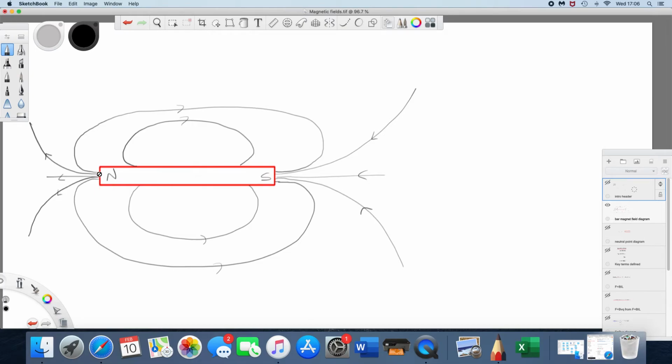The field around a bar magnet would look very much like this. You can see the field lines are closer together at the poles and further apart further away, and this indicates the strength of the magnetic field. Notice that the field lines never touch, they never cross. So if you're drawing a magnetic field or a gravitational field or an electric field, the field lines don't touch, they don't cross.